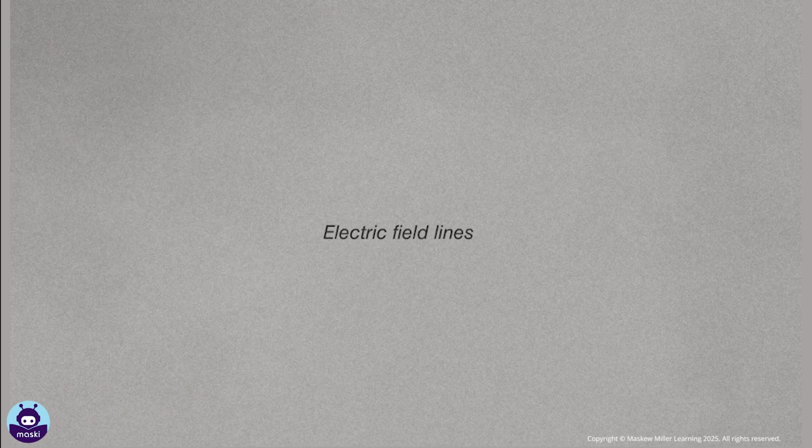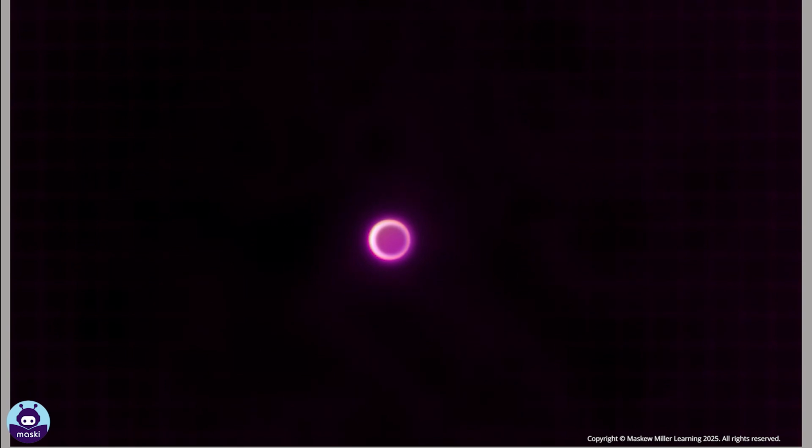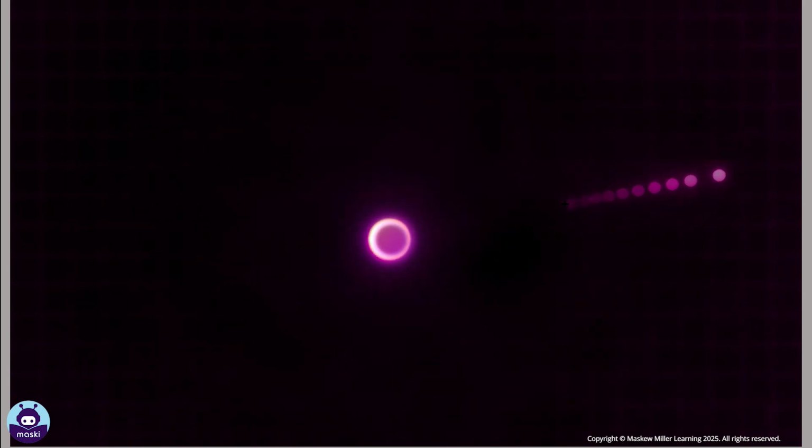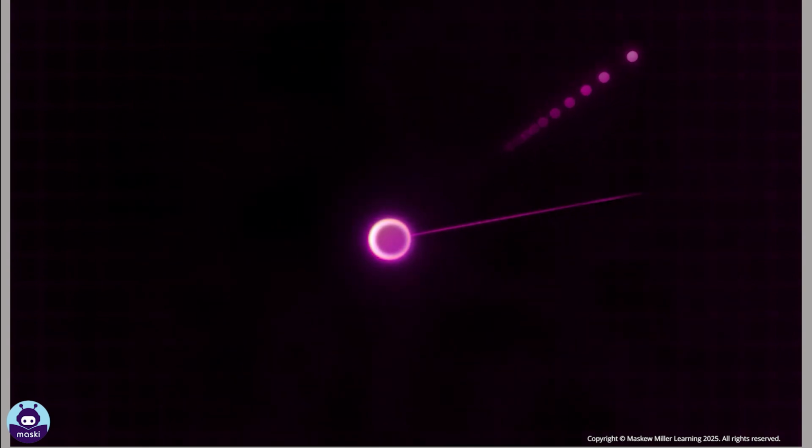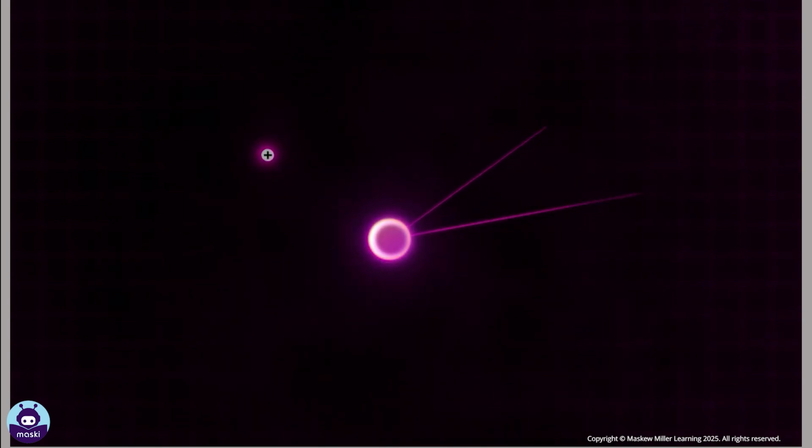Electric field lines. Let us represent the electric field around a positive charge. We know that the direction of electric field at any point is the same as the direction in which a positive test charge moves. Since a positive charge will repel the test charge, the electric field will be directed away from the charge. If the test charge is placed at various points around the positive charge, we find that the electric field is radial.